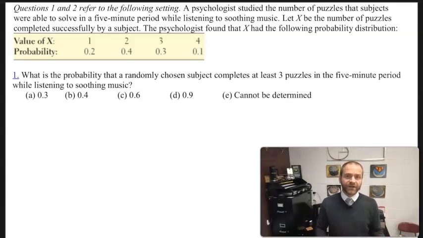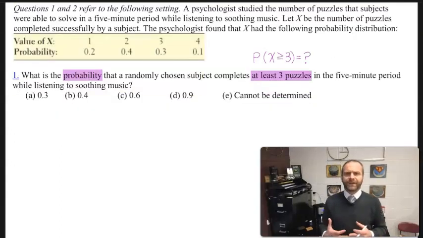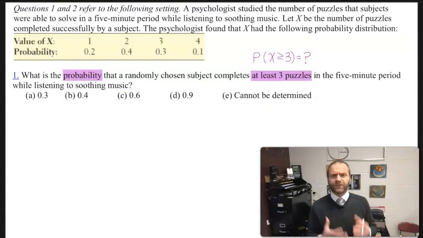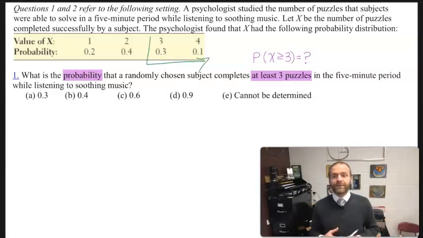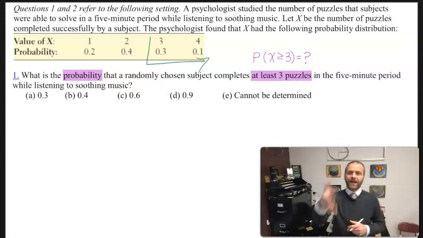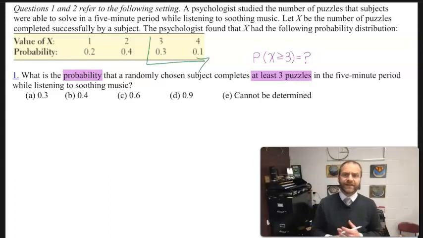So first thing I'm going to figure out is what am I being asked to find? I'm being asked to find the probability that my random variable X is greater than or equal to 3, at least 3 puzzles. So X has to be greater than or equal to 3. If I'm looking at the table right away, that's telling me that I'm probably looking at 3 and above. So my brain's going to, okay, I'm thinking 0.4 is the answer.